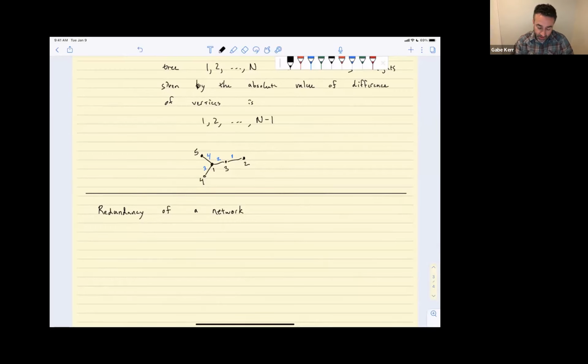So let's say we have a network with N vertices and M edges. These are two numbers. Then the redundancy is defined the following way. We take M, the number of edges, and subtract away N minus 1. This is the redundancy, R. Why is it the redundancy? What does that mean? Well, what is redundant?